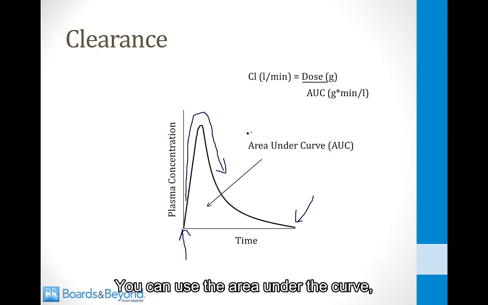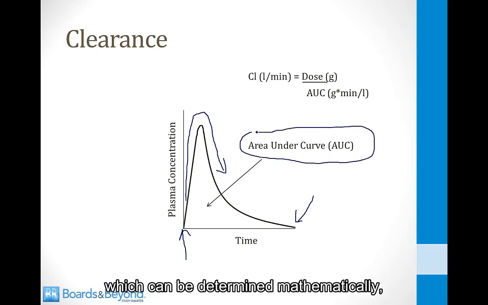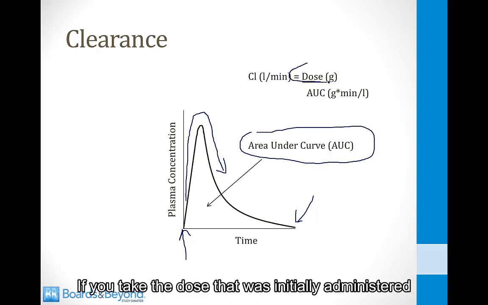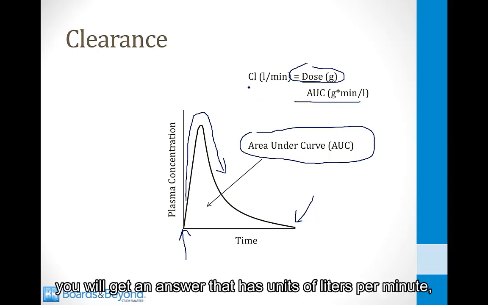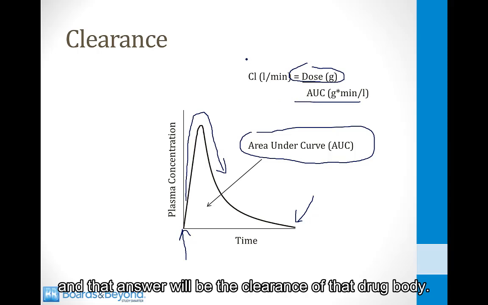You can use the area under the curve, which can be determined mathematically, to calculate the clearance. If you take the dose that was initially administered and divide by the area under the curve, you will get an answer that has units of liters per minute, and that answer will be the clearance of that drug from the body.